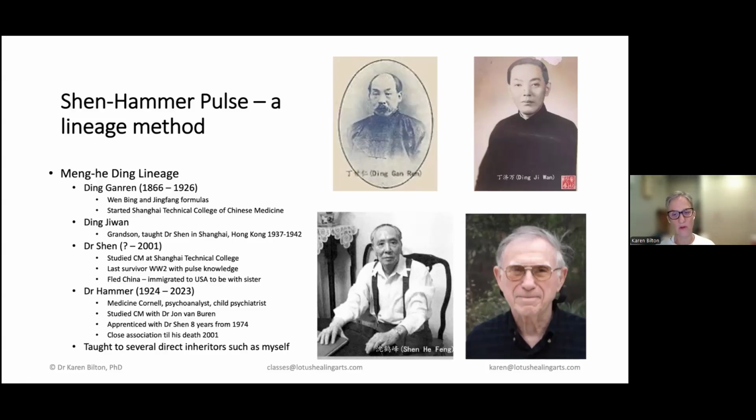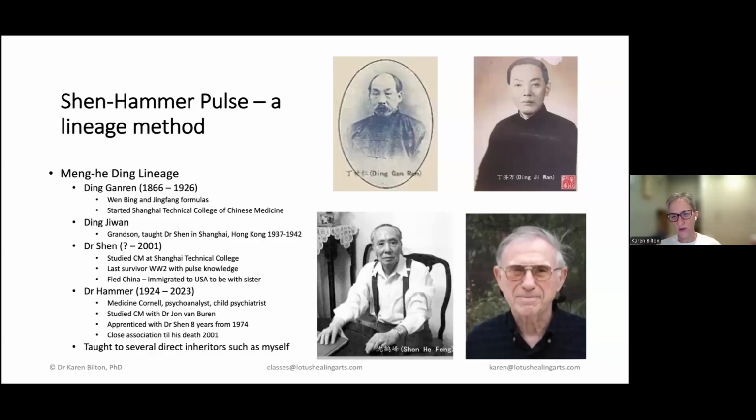So Dr. Shen was evacuated to the United States by his sister, and he met Dr. Hammer in New York. Now, Dr. Hammer was a psychiatrist, a child psychiatrist, and he met Dr. Shen in a friend's clinic. And Dr. Hammer was amazed by this guy's ability to diagnose, to the point where he would run medical tests to confirm what he was saying. And he said it was uncanny, his ability to be able to diagnose from the pulse.